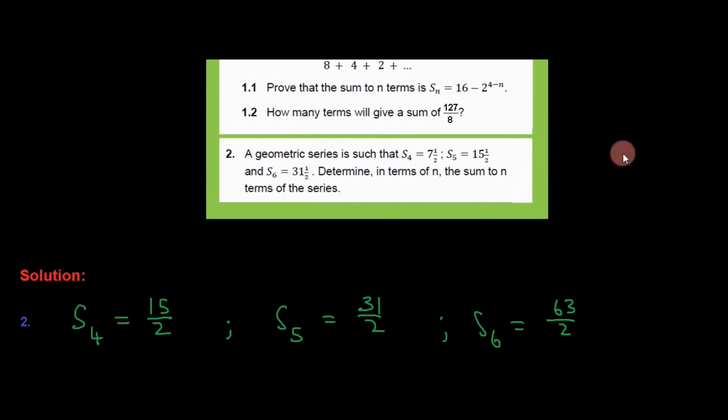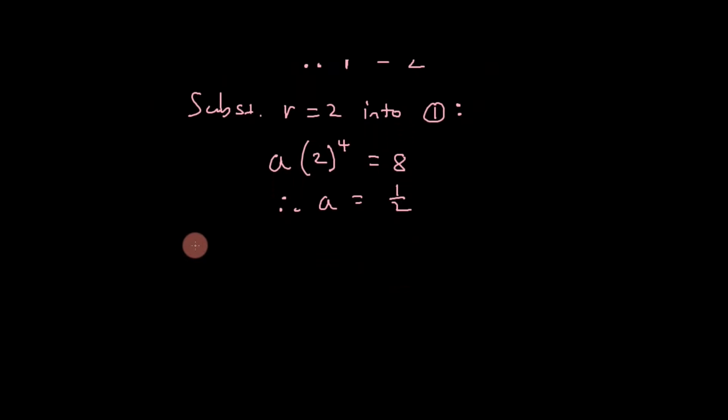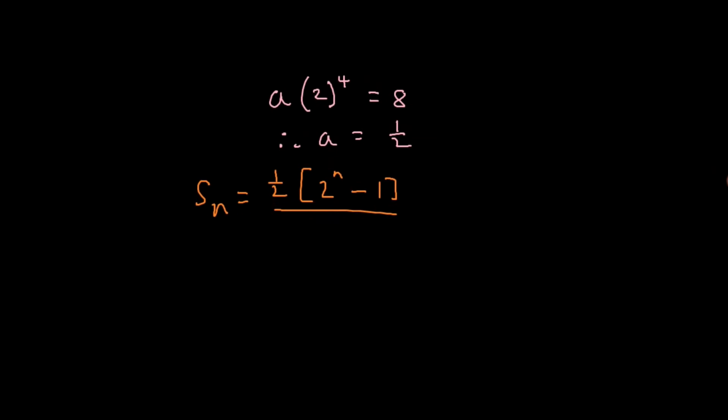Now, remember that we have to find the general sum. And we now have the values of a and r. So we're going to use a sum formula. So S sub n is a, which is a half, into r to the n minus 1, all over r minus 1. And of course, r is equal to 2, so 2 minus 1. And we can write a half as 2 to the negative 1. 2 minus 1 in the denominator, of course, is 1.